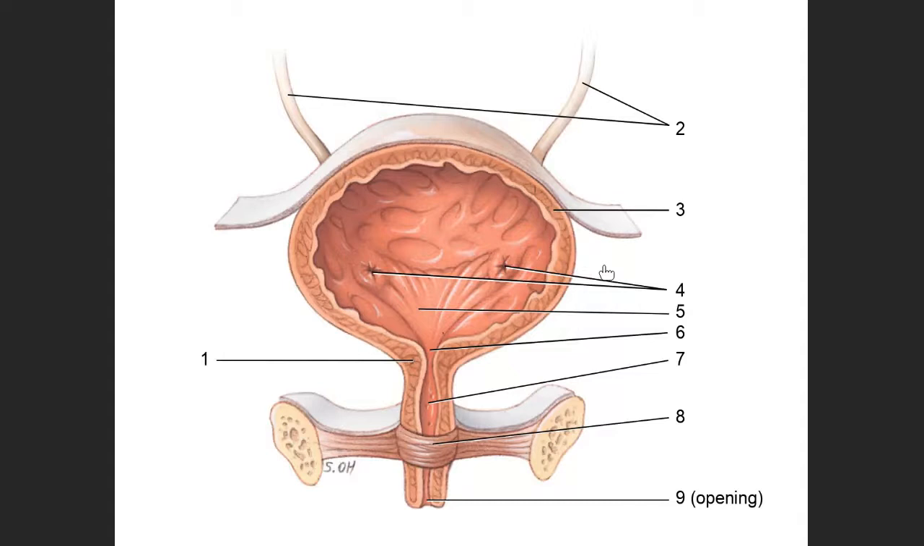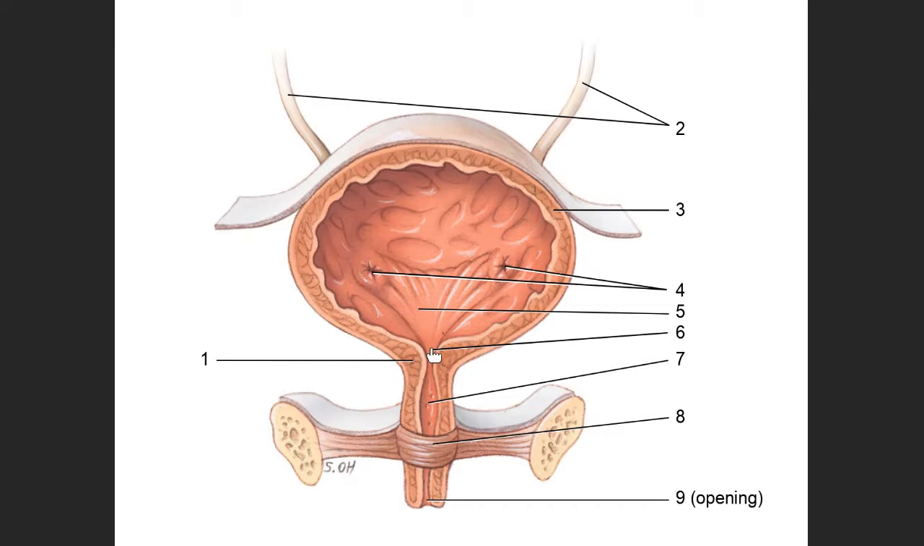In this picture you can see the ureters, urinary bladder and urethra. In this picture, number 2, both of them are the ureters. You can see the bladder here, and number 3 is the detrusor muscle in the wall of the bladder. Number 4 are the openings of the ureter in the bladder. Number 5 is the trigone, the triangle shaped structure without any rugae.